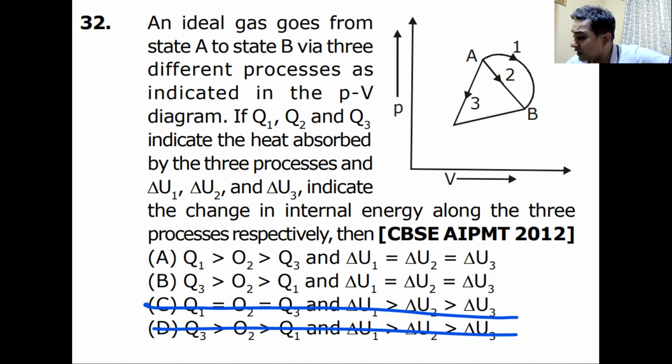From A to B, whatever path I take, the change in internal energy has to be the same. So the answer has to be from 1 and 2, A and B. And the correct answer is A, but you have lost your chance, beta. You could not redeem yourself.